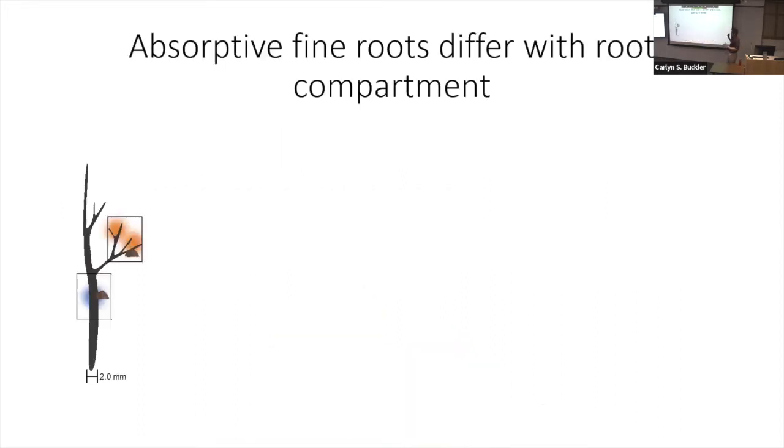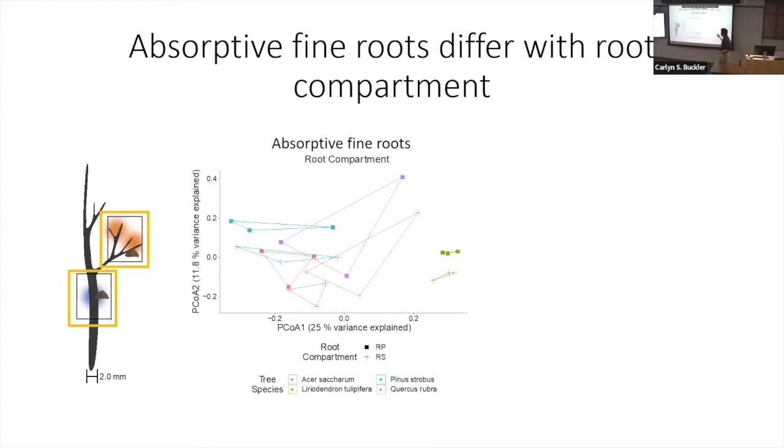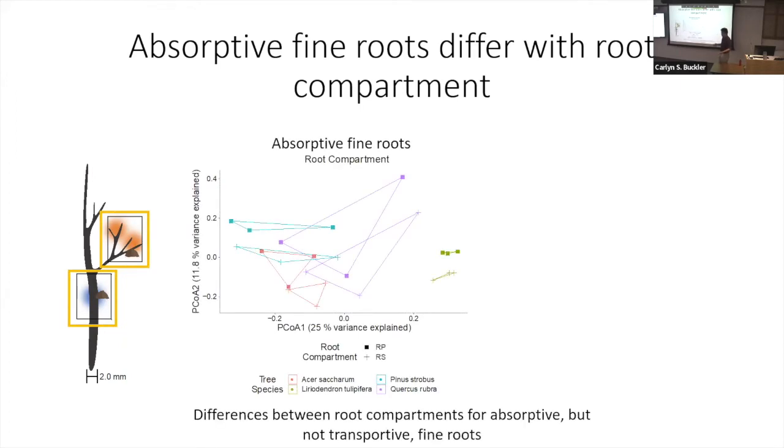And so the first pattern, what we're comparing here is the rhizoplane to the rhizosphere in each specific root order. And what we saw was that for the absorptive fine roots, we saw significant differences between the rhizoplane and the rhizosphere, but we did not see that for the transportive fine roots. So the differences between the root compartments were only seen for the absorptive fine roots, not transportive fine roots.